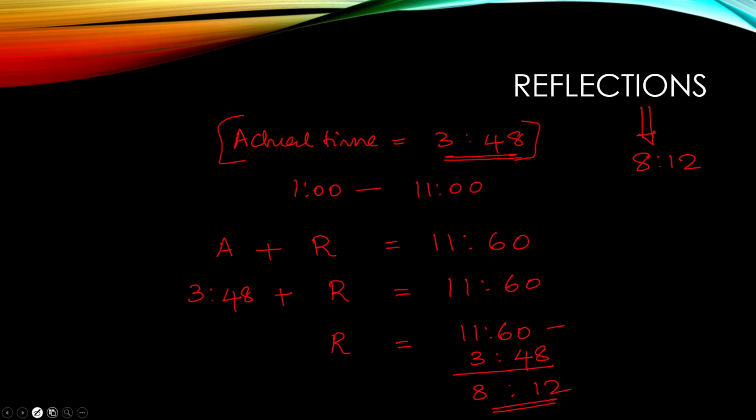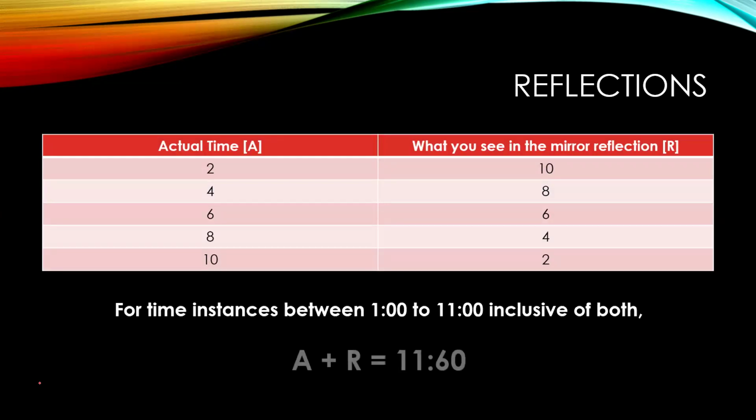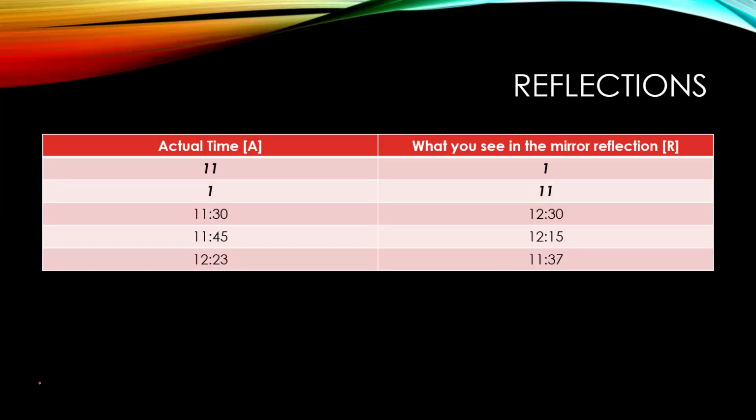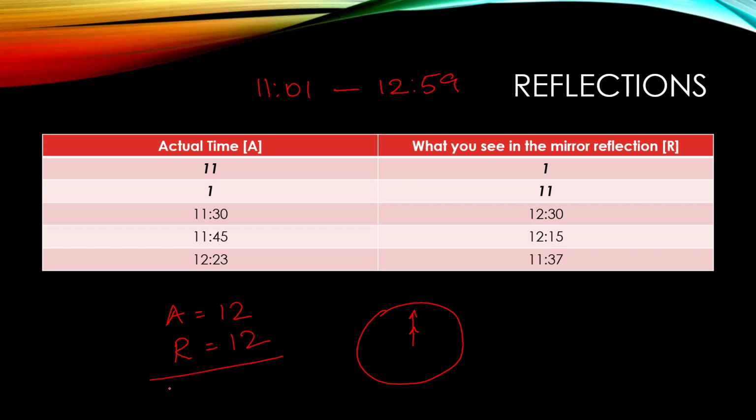You will be using this result for answering a few questions that deal with the actual time and the reflection. So any time between 1 and 11, inclusive of both, actual plus reflection is 11:60. In the same way, for any time between 11:01 and 12:59, please make a note of that, inclusive of both, actual plus reflection will be equal to 24. For example, imagine the actual time that the clock shows is 12 o'clock. In the reflection, you will also see 12 o'clock. So if actual is 12, reflection is also 12, and actual plus reflection is 12 plus 12, 24. That I will present as 23:60.